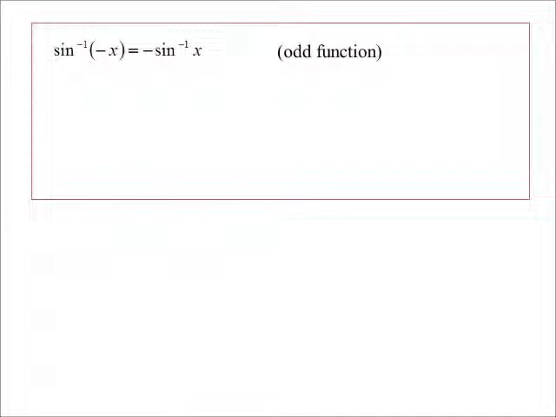All right, some relationships when we're playing with inverse trig. Some, I guess, inverse trig identities, for want of a better word. Inverse sine of minus x is equal to minus inverse sine of x. Why can I say that? Look at the graph. It's an odd function. It has rotational symmetry. So if I want to find the inverse sine of negative x, I can always say, well, that's minus the inverse sine of x. Odd function.